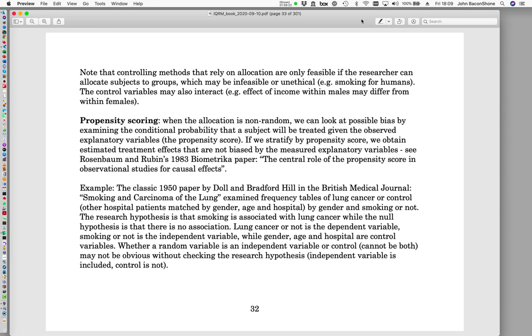whether a random variable is an independent variable or a control variable, it cannot be in both, may not be obvious without looking carefully at the research hypothesis, because they were including gender, age, and hospital in their model, right? But they were assuming that those were control variables because they're not mentioned in the research hypothesis. It's not their focus. Their focus is, in fact, is smoking a potential cause for lung cancer? Right, so the independent variable is included in the research hypothesis, but the control variables are not.